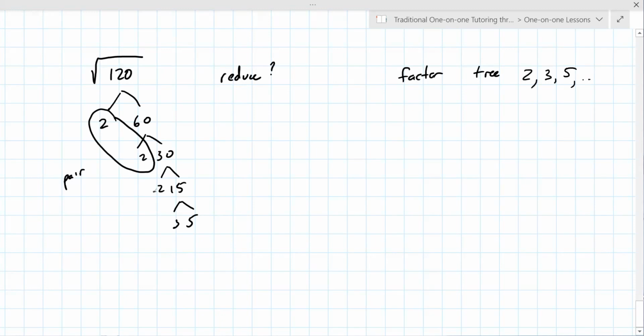So this extra 2, it's like a sock that you don't have the other sock for. Same with the 3 and the 5. They're like the socks that don't have a partner. So you bring a 2 out, and it's the square root of whatever is left over, which is the 2, the 3, and the 5 there. Which is 2 root 30.